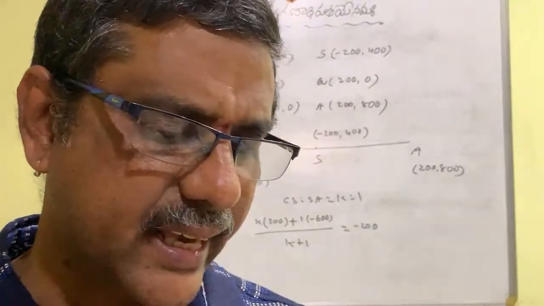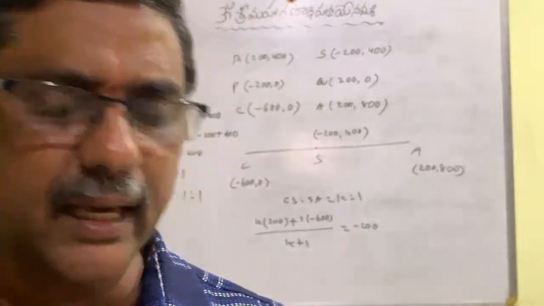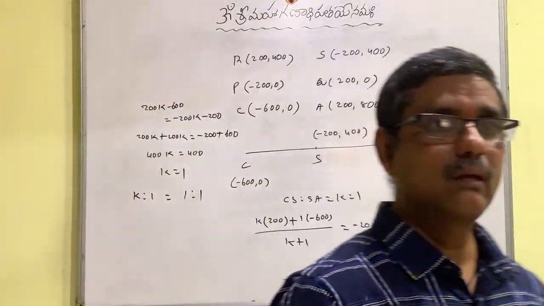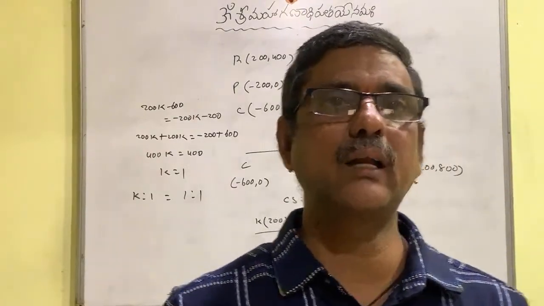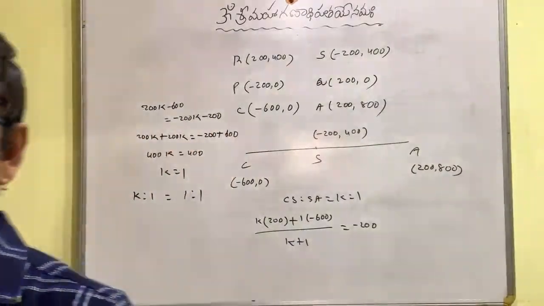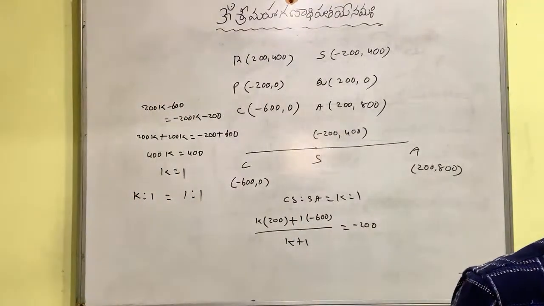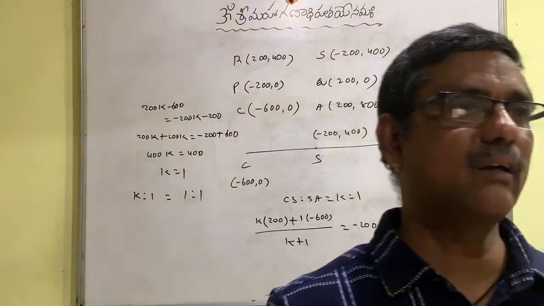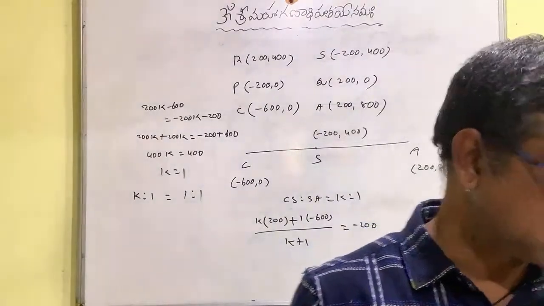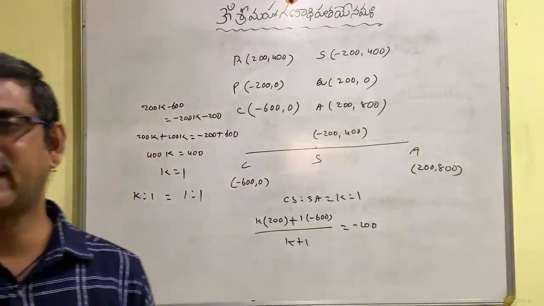But he is not asking about the ratio, is that right? He is asking about the K value only. So K value is 1. If you write the answer 1 is to 1, your answer is wrong. What is he asking? He is asking to find out the K value. Read the question carefully. K value is 1.